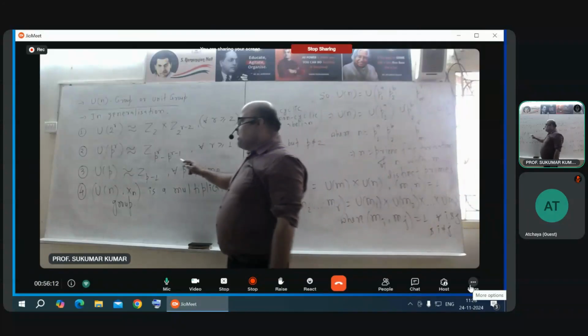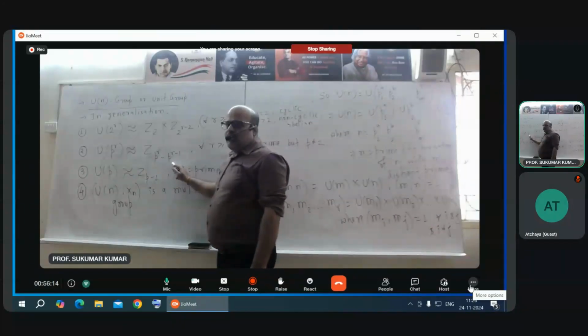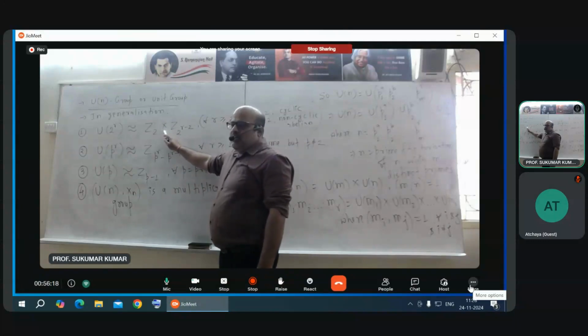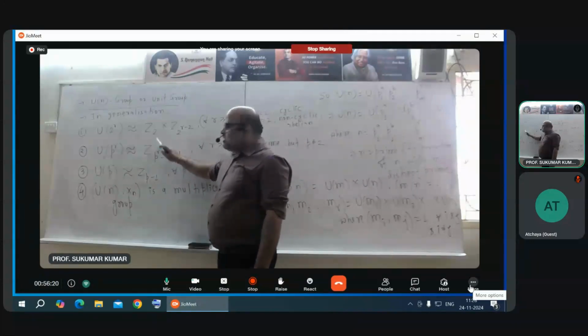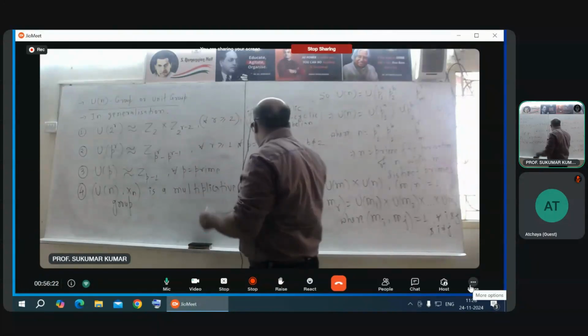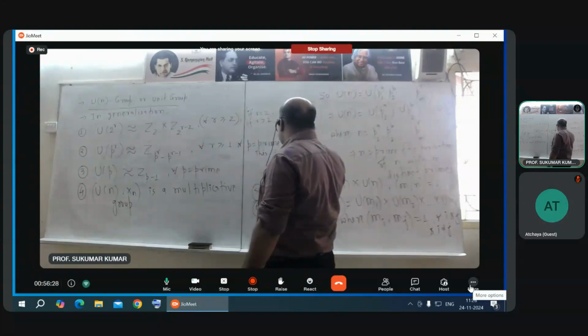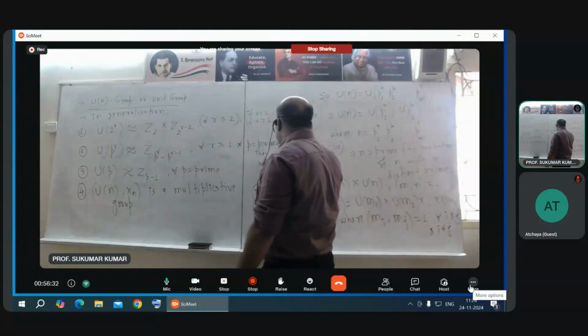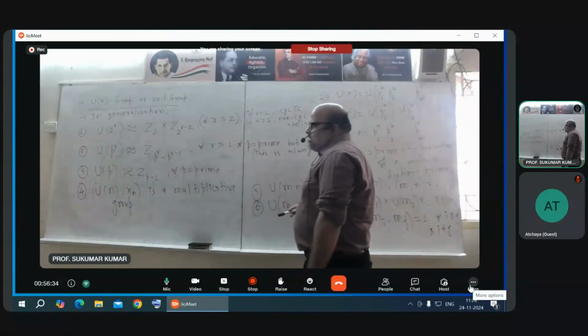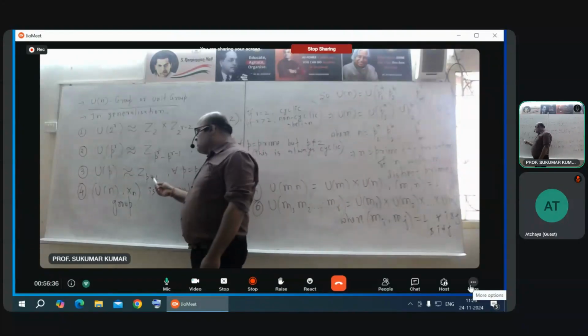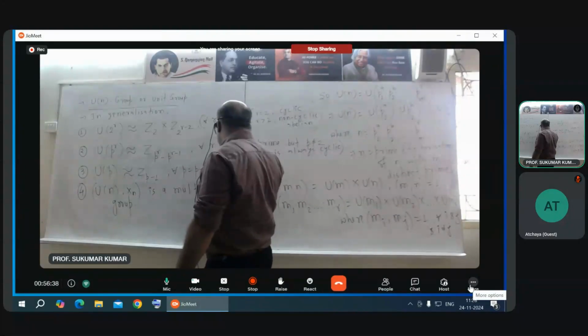Here this is always cyclic for all p except 2, because I am giving the separate condition here. This is always cyclic, of the form Zn. You can write this is always cyclic. And this U of p is isomorphic to Z p minus 1, also cyclic, for all primes.